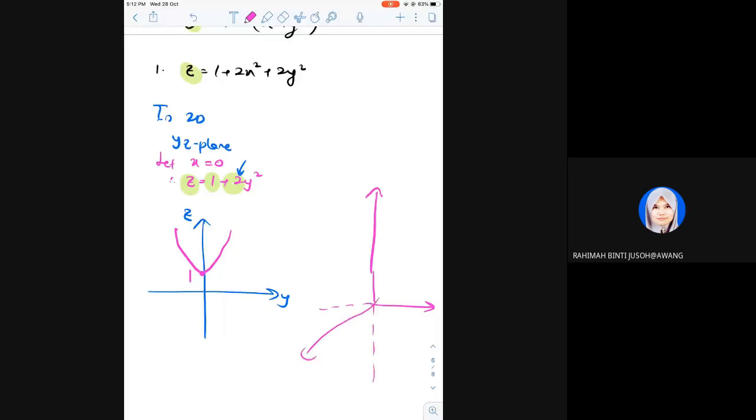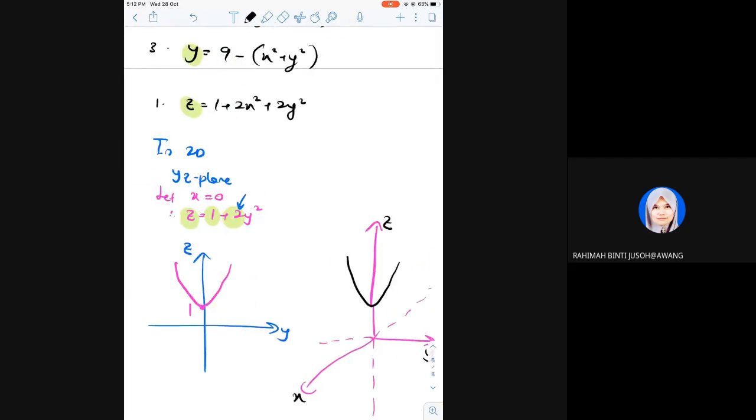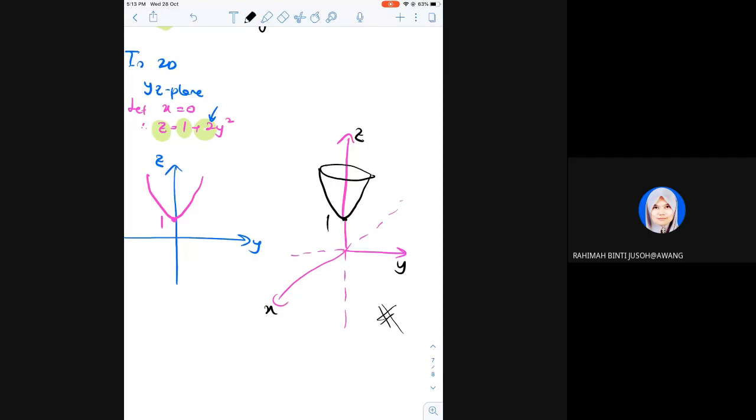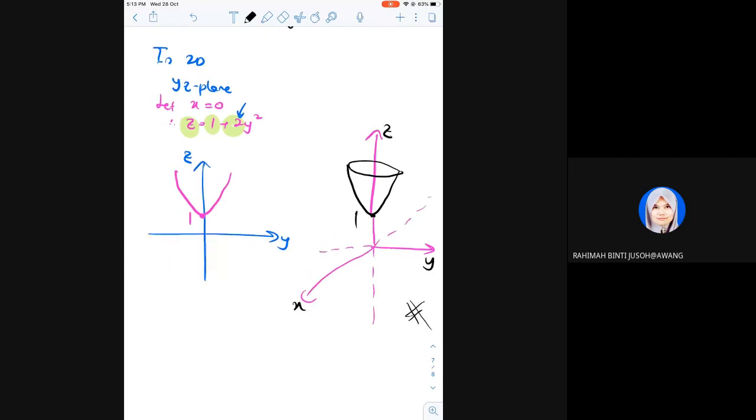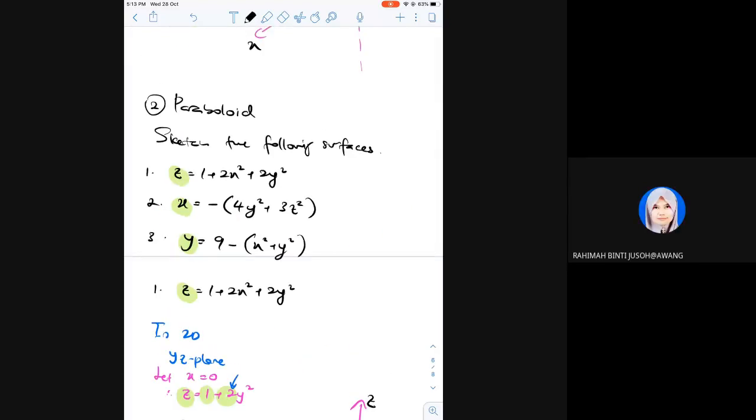X, Y, Z. Bentuk dia macam gini kan? Lepas tu kita tengok soalan asal balik. Dia ada ketiga-tiga variable, so tak logik lah. Kalau parabolik silinder tadi, dia akan parallel sepanjang variable yang tak ada. Tapi dalam kes ni, ketiga-tiga variable exist. So of course dia akan jadi paraboloid. Automatically just buat je mangkuk Tom Yam awak ni. Siap lah. That's it. Okay je 3D ni. Understand guys? Okay, good. So now, question number 2.